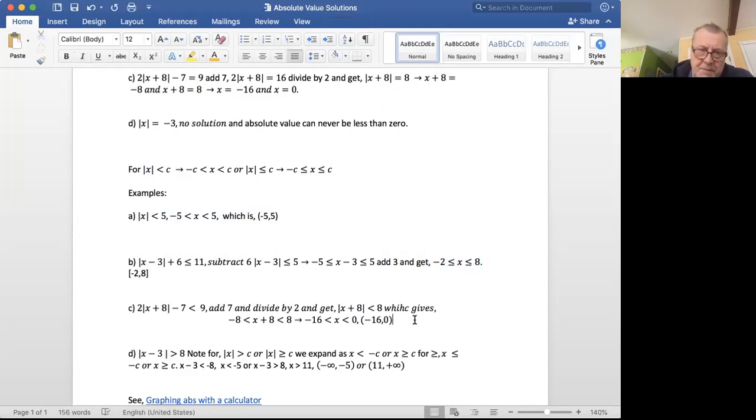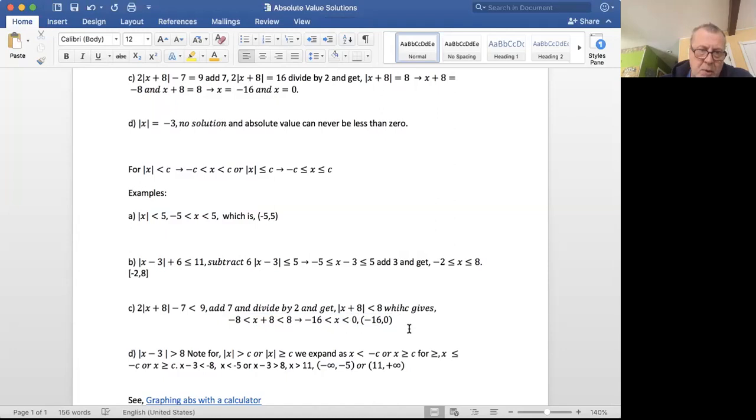And then for C, C is very similar to the equation C up here, at least the first few steps. We'll add the 7, divide by 2, and get the absolute value of x plus 8 is less than 8 in this case. Now we'll do our expansion. Minus 8 is less than x plus 8 is less than 8. We will subtract 8 from everything, getting minus 16 is less than x is less than 0. Since these are less thans, we have parentheses at minus 16 and 0. So it's open at minus 16 and open at 0.